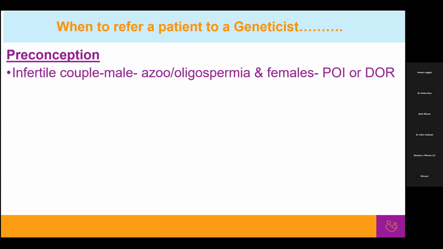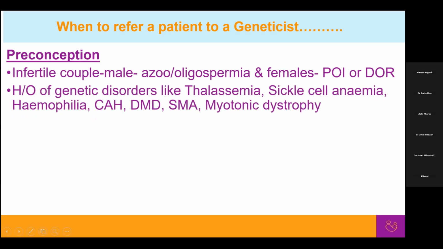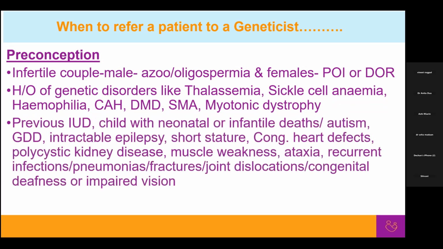So, in the preconceptional period, if an infertile couple is evaluated and the male is detected to have azoospermia or oligospermia, and the female partner has premature ovarian insufficiency or decreased ovarian reserve, or if there is any history of genetic disorders like thalassemia, sickle cell anemia, hemophilia, congenital adrenal hyperplasia, Duchenne muscular dystrophy, spinal muscular atrophy, myotonic dystrophy in the family or in previous children, they should come preconceptionally, so that we can properly evaluate the case and make a reproductive plan for them.